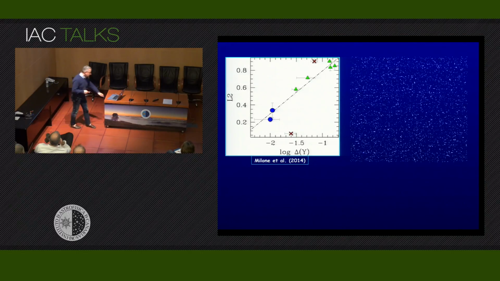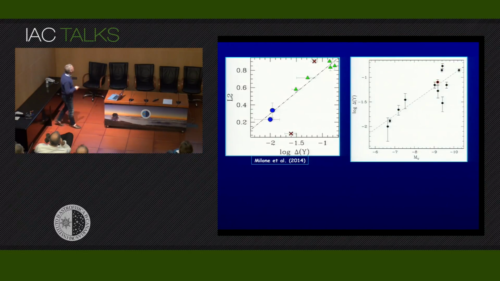And this is not surprising for sure. We found that there is also a correlation between the presence of helium spread in the different subpopulations in the same globular cluster and the mass, the integrated magnitude, meaning the mass of the globular cluster. Now we know that the multiple population phenomenon is stronger in more massive globular clusters.